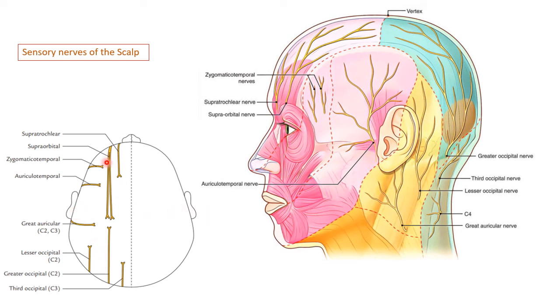So 4 sensory nerves in front of the auricle and 4 behind the auricles. In front of the auricle, this is the supratrochlear nerve, this is the supraorbital nerve, this is the zygomatico-temporal nerve, and this is the auriculotemporal nerve. This is the greater occipital nerve, this is the third occipital nerve, this is the lesser occipital nerve, and this is the great auricular nerve. So this is the sensory nerve supply of the scalp.